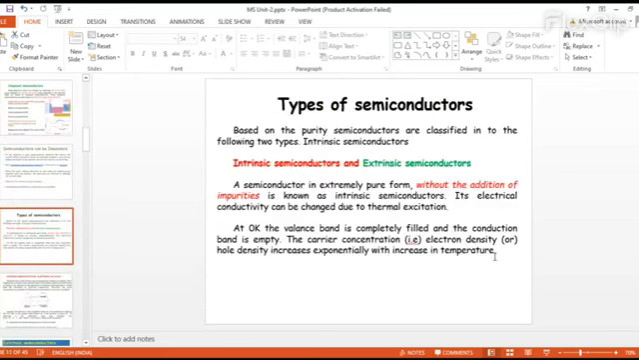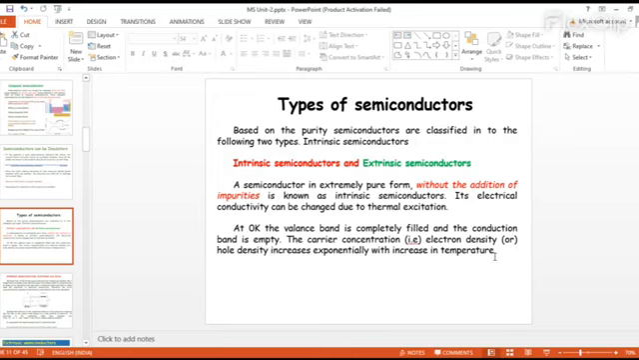Types of semiconductors. As we discussed earlier, there are two types: intrinsic semiconductors and extrinsic semiconductors. An intrinsic semiconductor is without any addition of impurities, which means their own electrons are involved in the conduction process. How can they be involved in the conduction process? We need to increase the temperature.